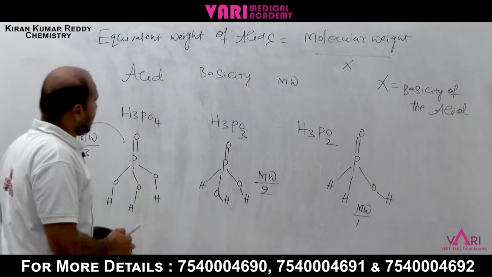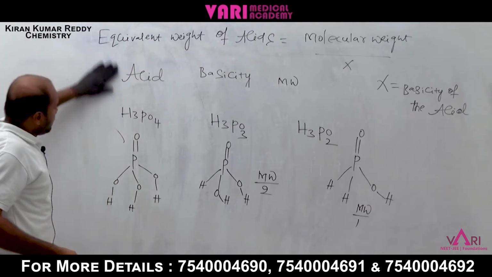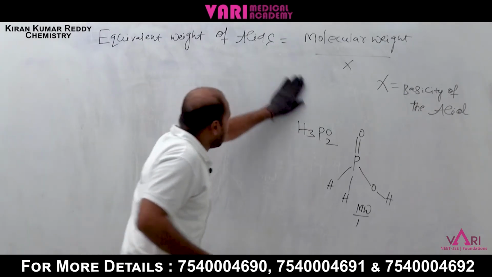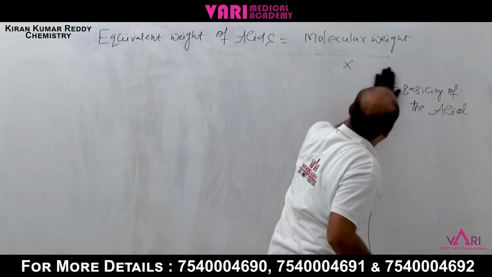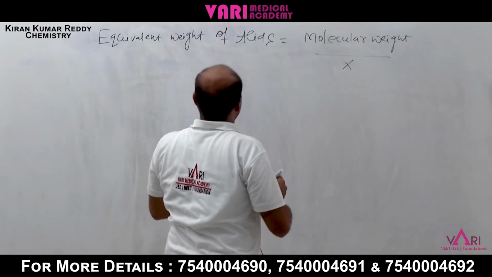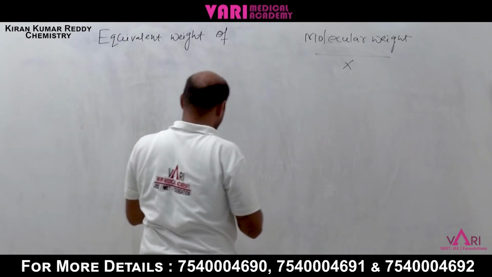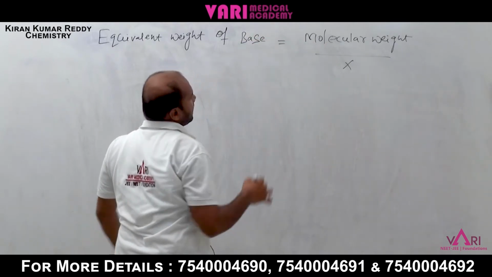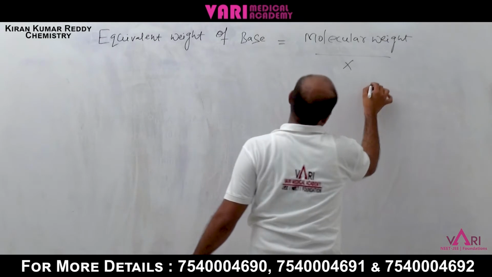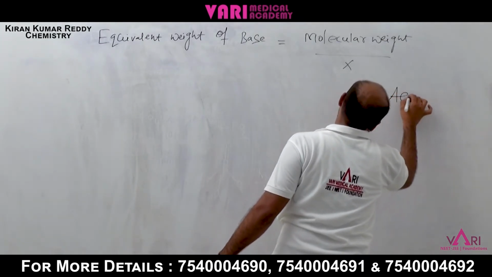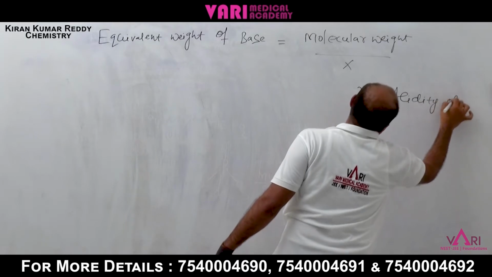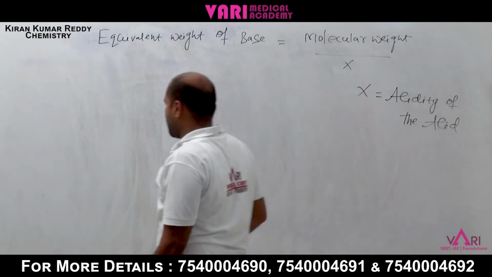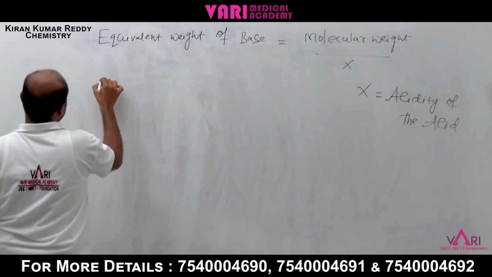I am going to explain the equivalent weight of bases. What is the equivalent weight of bases and how do we calculate it? It is simple. The equivalent weight of a base is equal to molecular weight by X, where X is equal to the acidity of the base. Now I am taking sodium, that is a base.